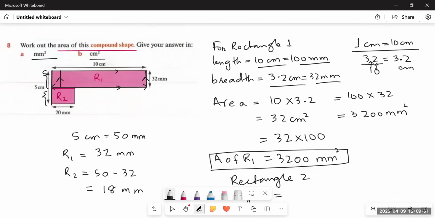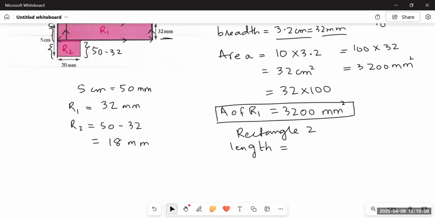For the above part, we are already provided with the opposite side, which is 32 millimeters. So this part would be 50 minus 32. That is why we have done this subtraction to find out the breadth of rectangle 2. The length of rectangle 2 is already given, which is 20 millimeters. If we divide it by 10, we will get 2 centimeters.